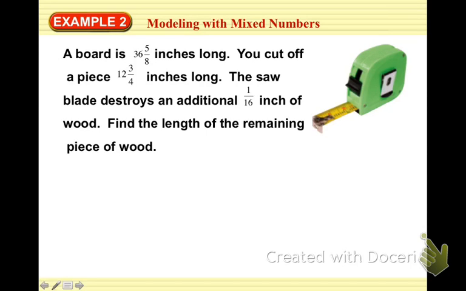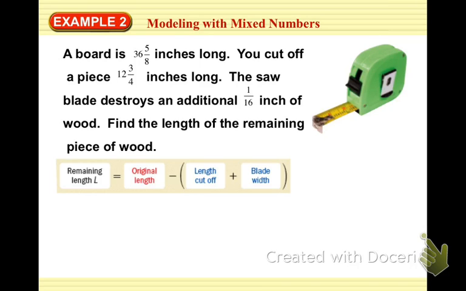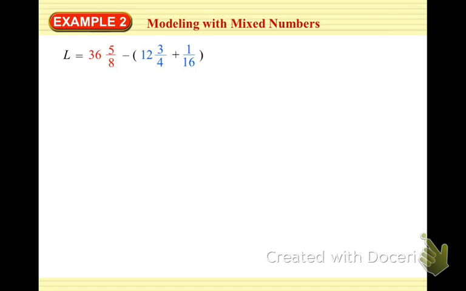All right, a board is 36 5/8 inches long. You cut a piece that is 12 3/4 inches long, and the saw blade destroys an additional 1/16 of an inch. Find the length of the remaining piece of wood. So we want to write a verbal model, because we know that the remaining wood would be the original minus the part that was cut off plus the part that was destroyed. So we're going to have to do this in parts, in sections.